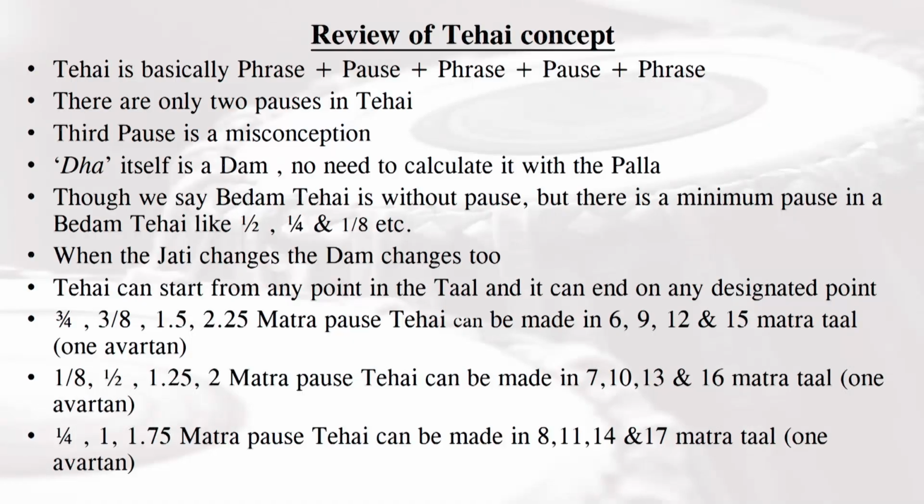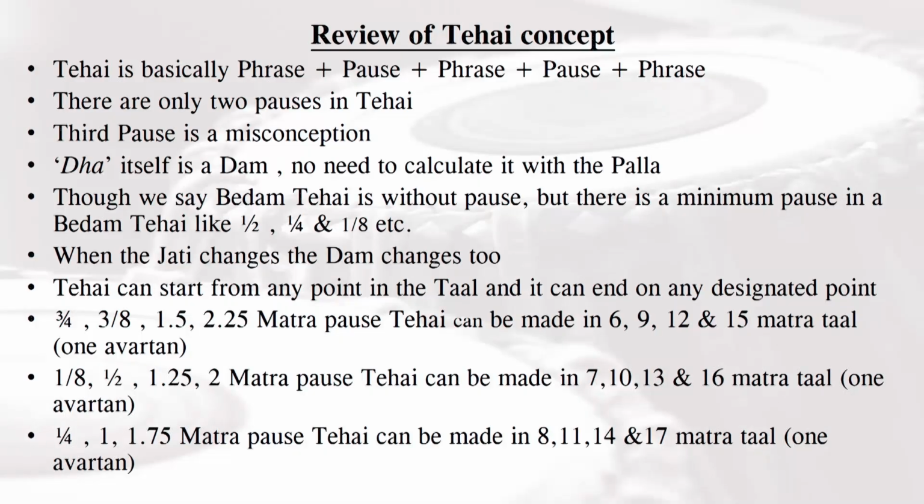Another point is 3/4, 3/8, 1.5 and 2.25 matra pause Tihai can be made in 6, 9, 12 and 15 matra tal. So during the course of our formula, when we applied 11 types of dam to various metric cycle, that is tal, we found that 3/4, 3/8, 1.5 and 2.25 matra pause are common in tals with 6, 9, 12 and 15. So 6, 9, 12 and 15, these tals are divisible by 3. So hence we get the common matra pauses with these tals.